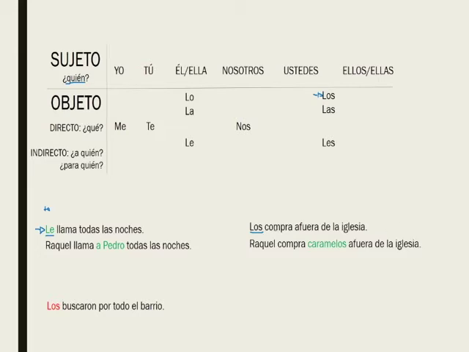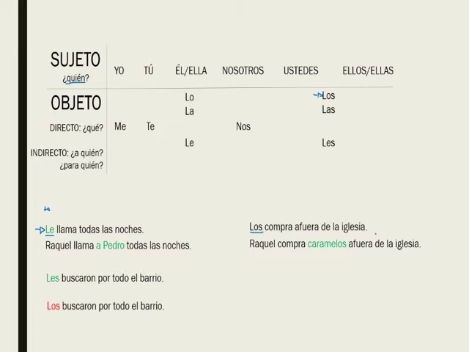In this case, the part of the sentence, afuera de la iglesia, outside of church, doesn't answer any of my pronoun questions. I cannot replace this part, afuera de la iglesia, with an object pronoun because it's not an object. This is a place where things happen, and we don't have a pronoun for that just yet.